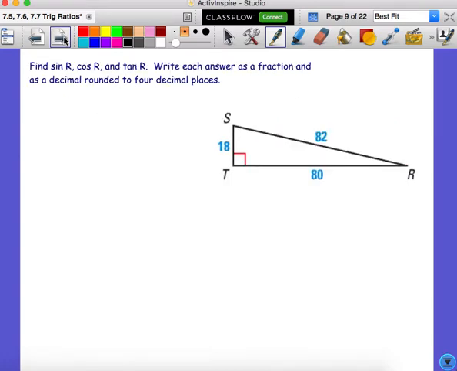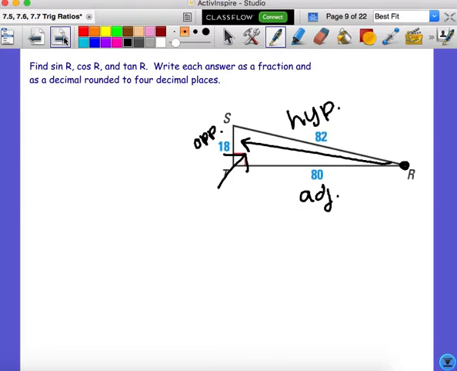So let's put this into practice. If we want to find the sine, cosine, and tangent from R, remember that we're always going to mark our viewing point, and then we're going to start to label hypotenuse, opposite, and adjacent. My hypotenuse is across from T. My opposite is here, and my adjacent is right next to R.